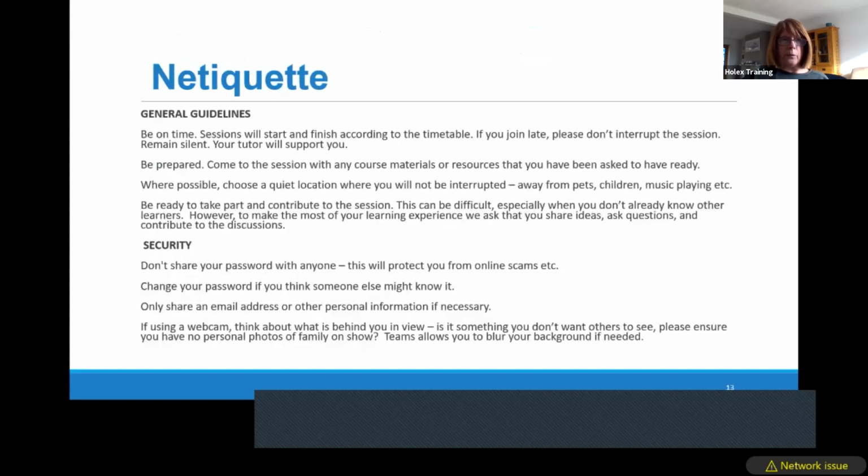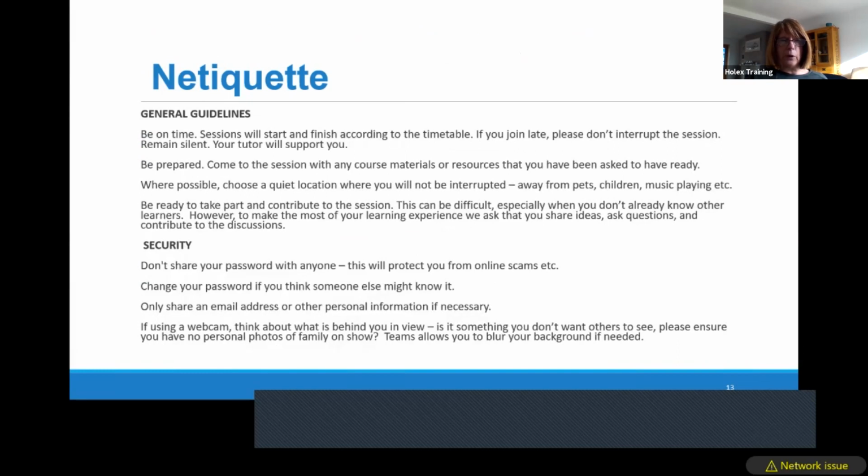Okay, so I've got an example of what we're now calling Working Safely Online. We were calling it Netiquette, which we give to our learners. So this is the sort of thing that they shouldn't be doing. It goes into behaviours such as being on time for your course, even though it's online, having all your materials handy, trying to be away from pets and children and music playing, being able to contribute and putting yourself in a position where you can.